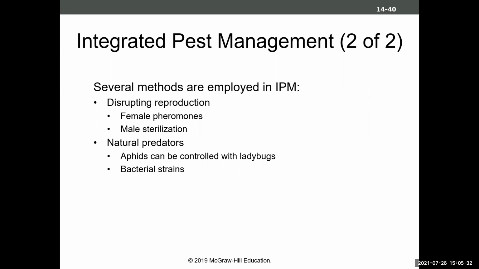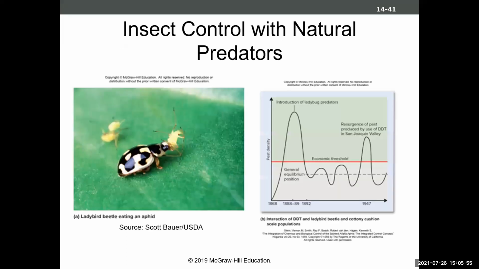You can do several methods to employ integrated pest management. So one, you can disrupt the reproduction timing of the pests by doing male sterilization or implementing female pheromones, or you could just bring in natural predators. So for example, aphids can be controlled with ladybugs or other bacterial strains that will directly target that pest species.